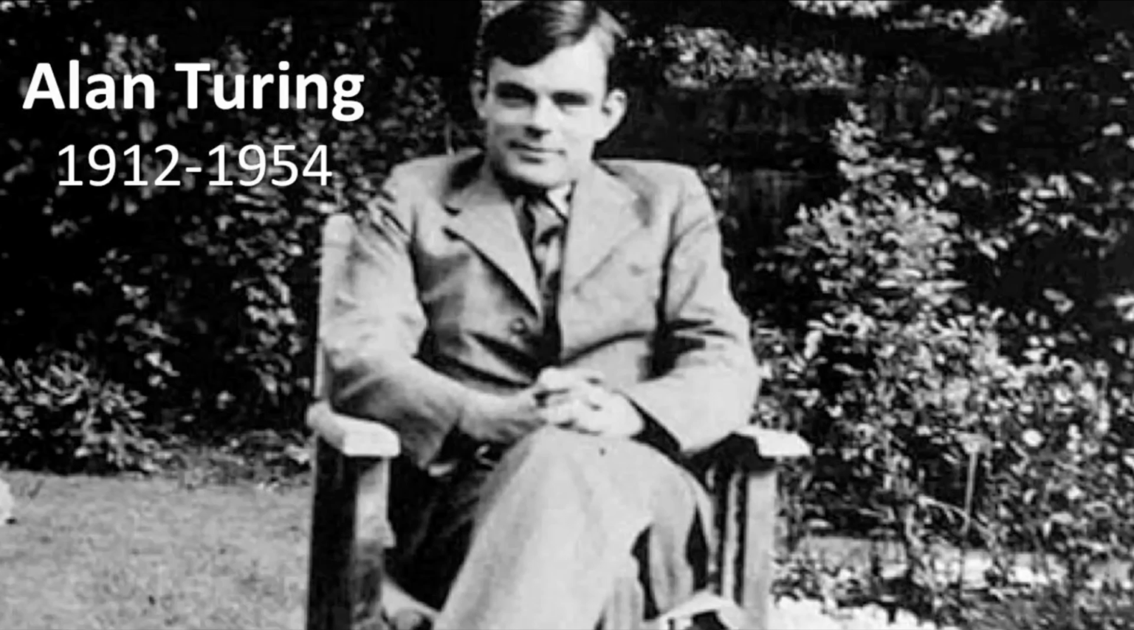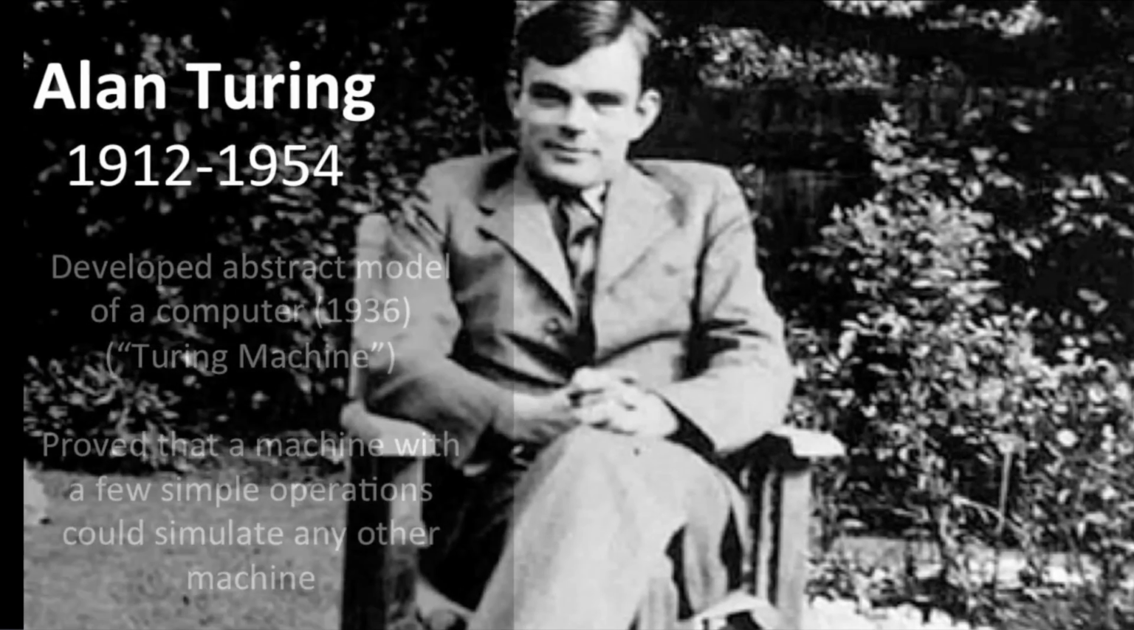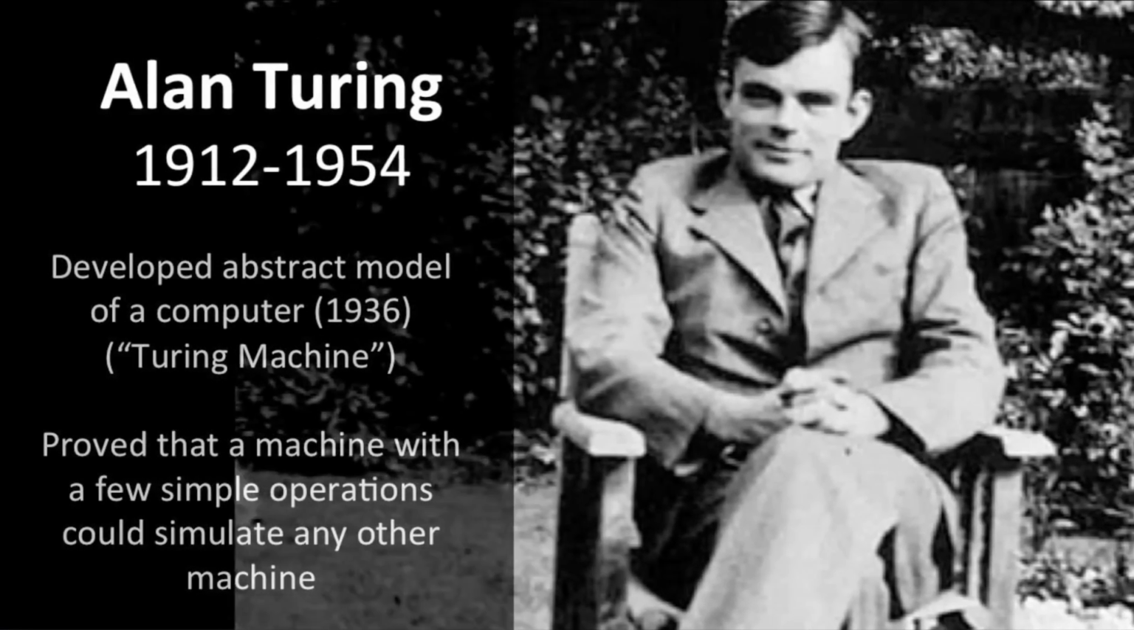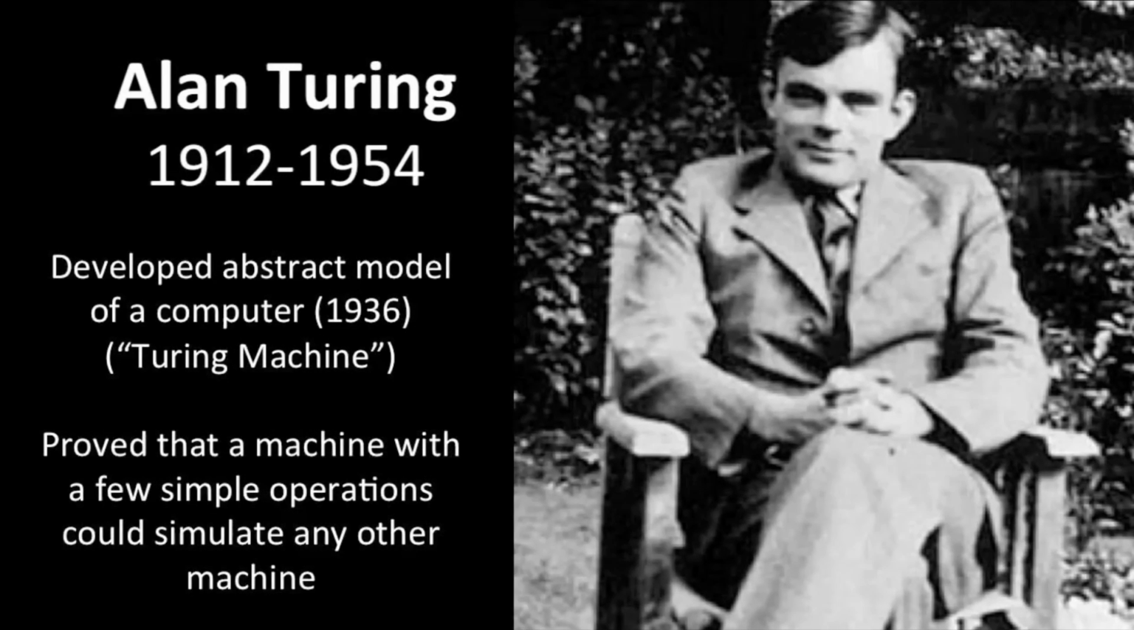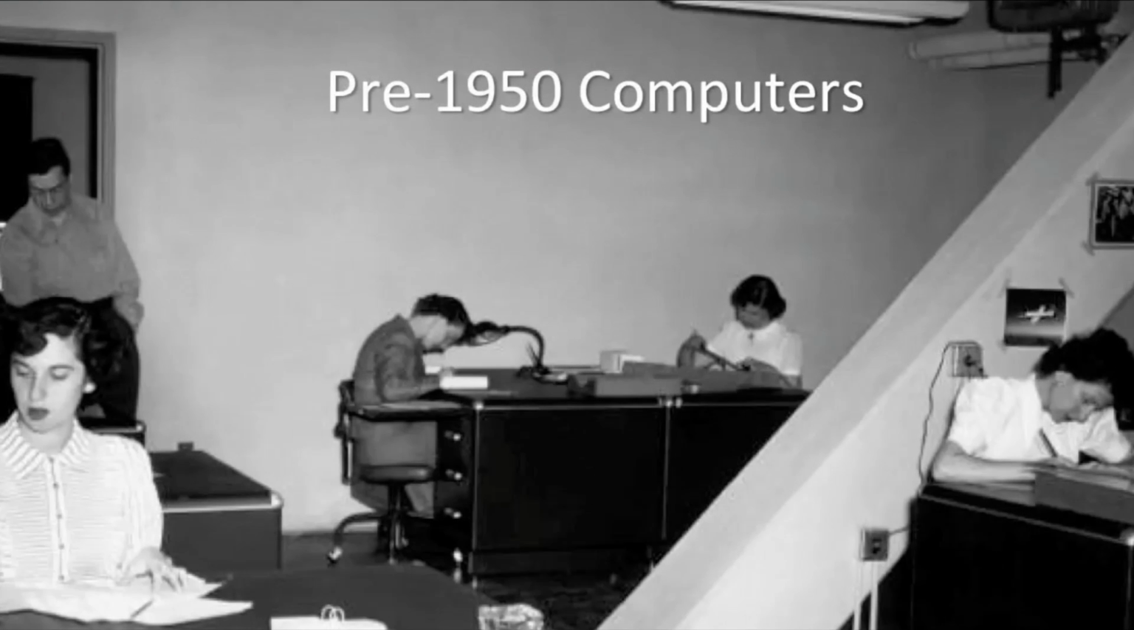Alan Turing is probably the most important computer scientist. In the 1930s, he developed an abstract model of a computer, which we now know as a Turing machine. And he proved that that machine, with a very few simple operations, could simulate any other machine. I should point out that Alan Turing was doing this back in the 1930s, when there weren't computers like we think of today. In the 1930s, what someone thought a computer was a human who did calculations.